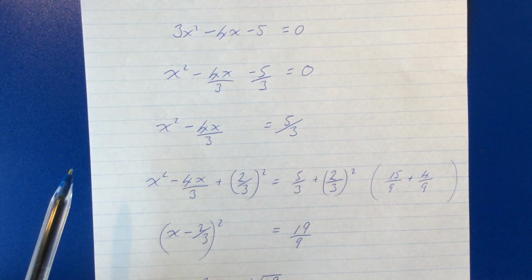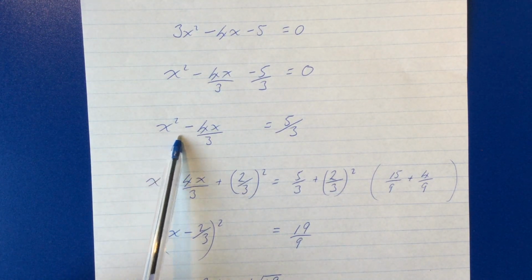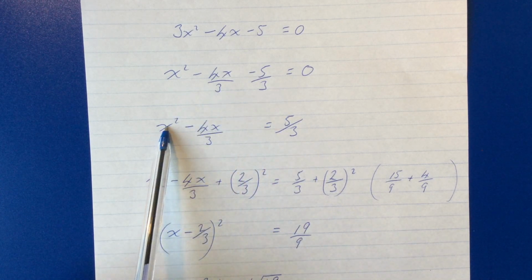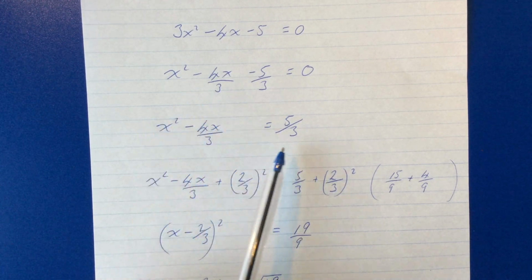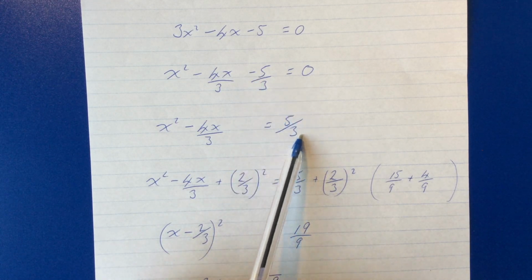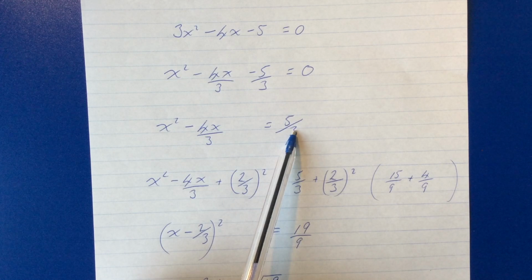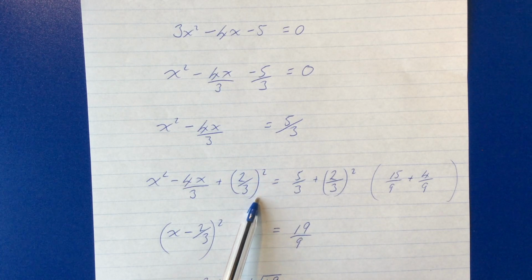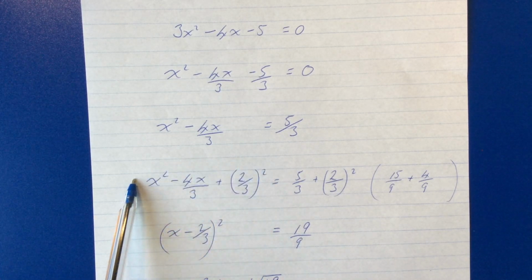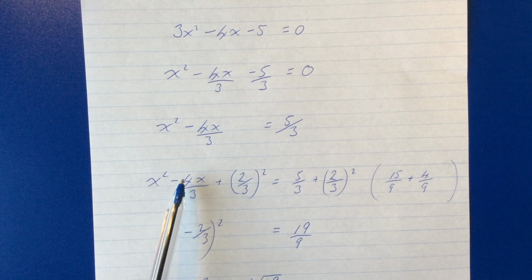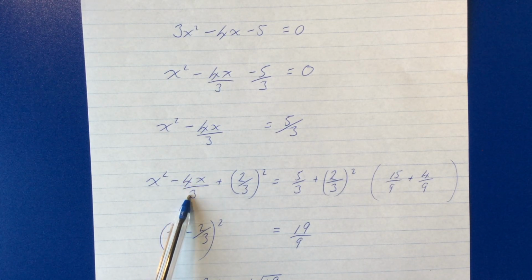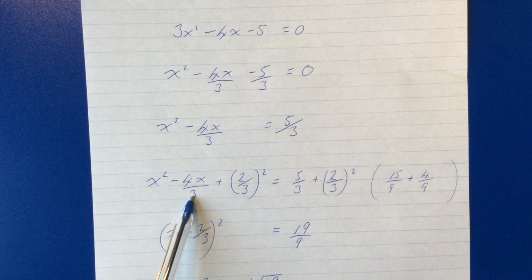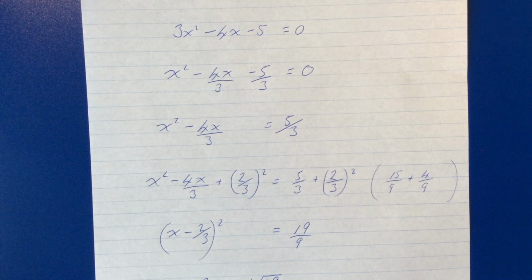The process is the same as any other time that you complete the square once you get to this point. We take this part of the equation, we've moved this part of the equation to here, we've added 5 over 3 to each side, and we go to work. The first thing that we're going to do is create a perfect square. We do this by taking this number here, 4 over 3, and halving it. Now half of 4 over 3 is 2 over 3.